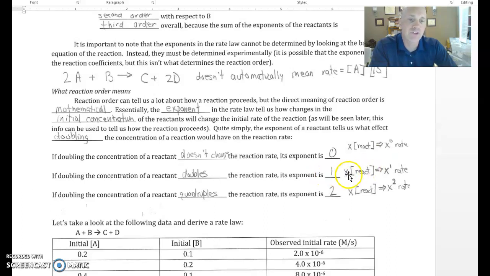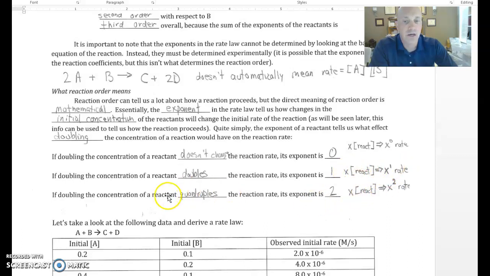For first order, it would go like this. Again, it's just going to change in that exponent. If you double a reactant, x is 2. 2 raised to the 1 is 2. That would double the rate. But you could also do it if you tripled. If we triple the reactant, 3 to the 1 is 3. That would triple the rate. So you could still say that it's first order.